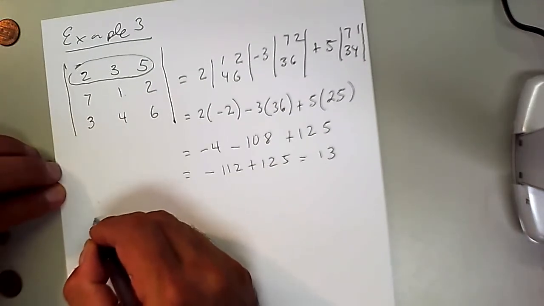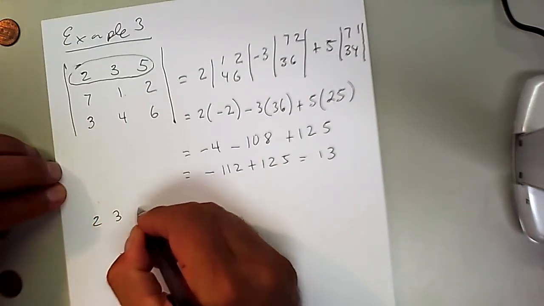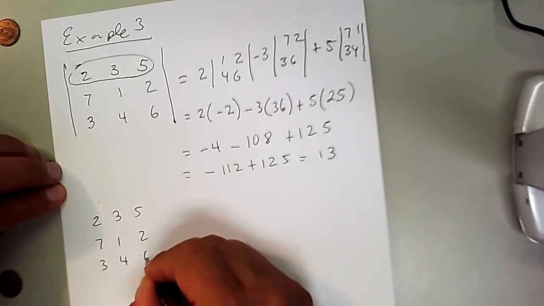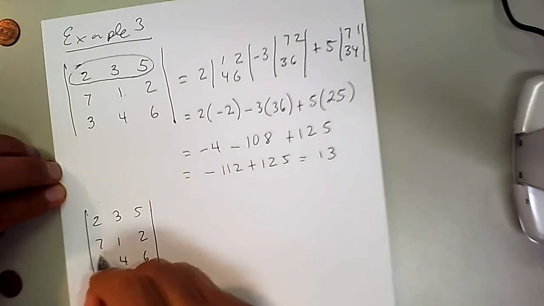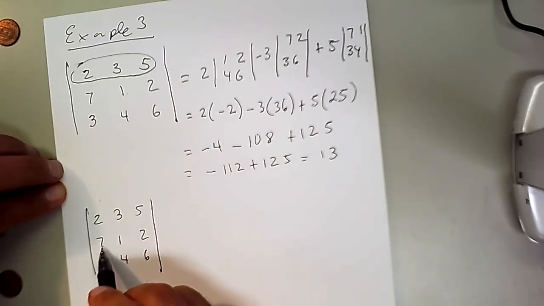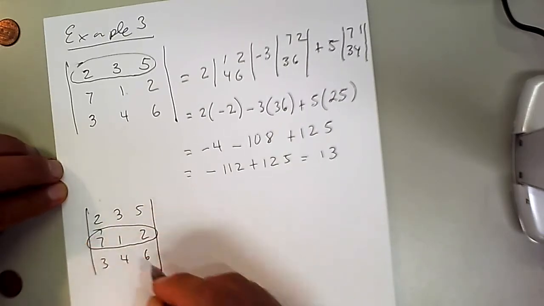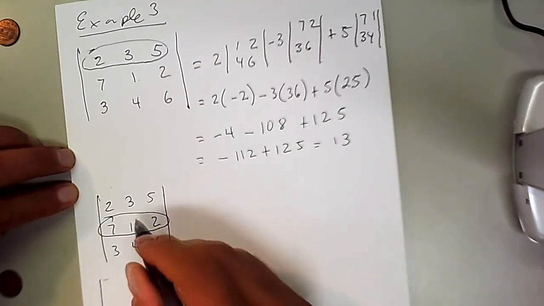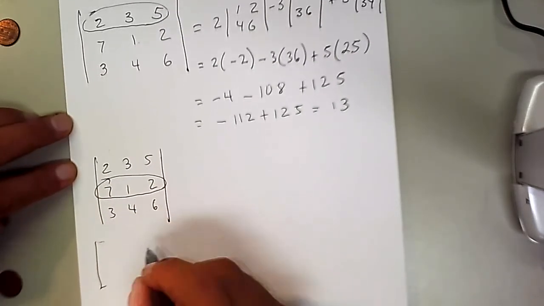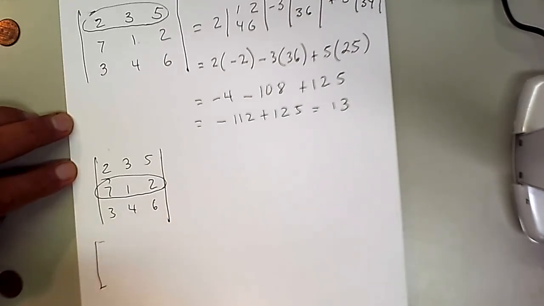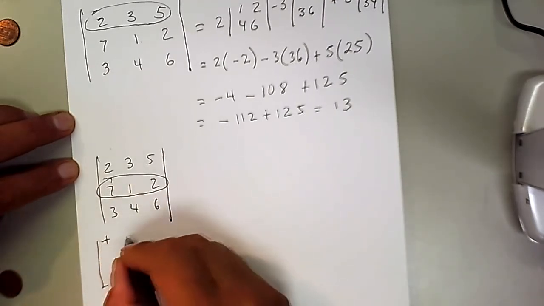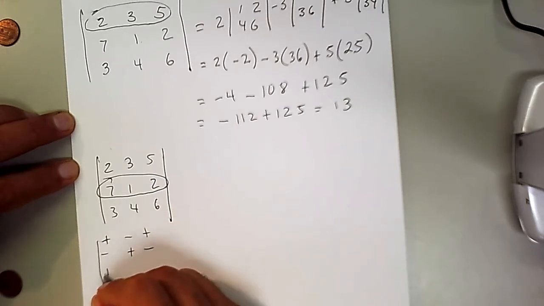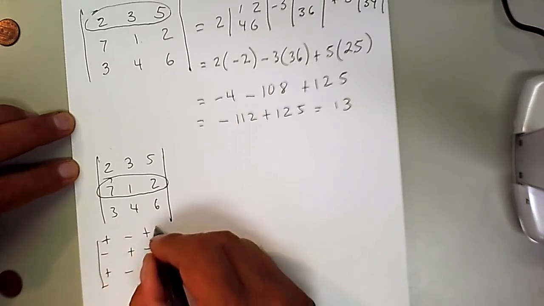Again, now I did say we can use any row or any column. So if we use this row instead, we may. Now, there is a chart of signs assigned to a matrix when we are developing a determinant: plus, minus, plus, minus, plus, minus, plus, minus, plus.